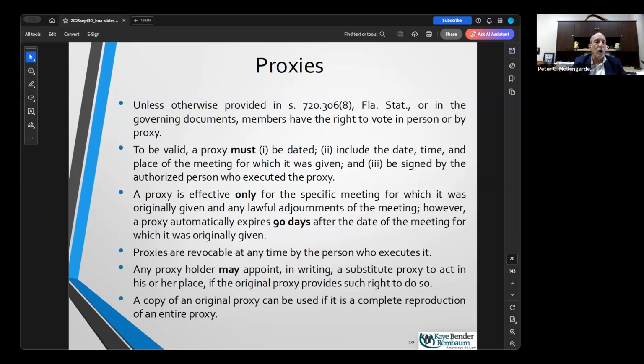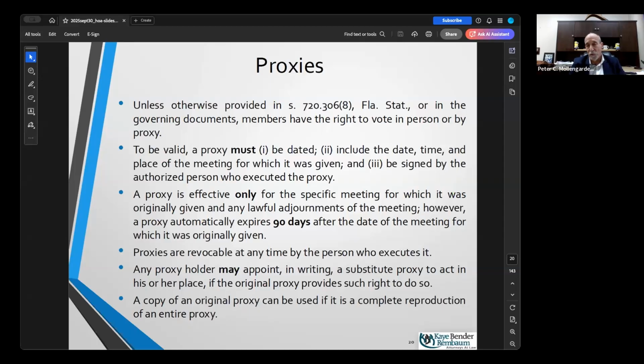A proxy is effective only for the specific meeting for which it was originally given. In any lawful adjournments, however, a proxy automatically expires 90 days after the day of the meeting for which it was originally given. But a proxy has a 90-day life. So in essence, if you call a meeting and you might have a quorum, but you don't think you have enough votes, or you don't have a quorum, that meeting can be adjourned, not finally adjourned, but continued to be reconvened at another time. And those proxies are good for 90 days. So when the meeting is reconvened, those proxies are still valid.